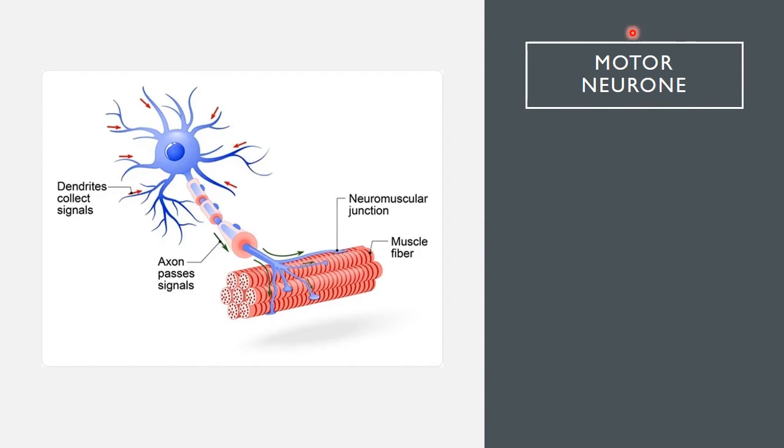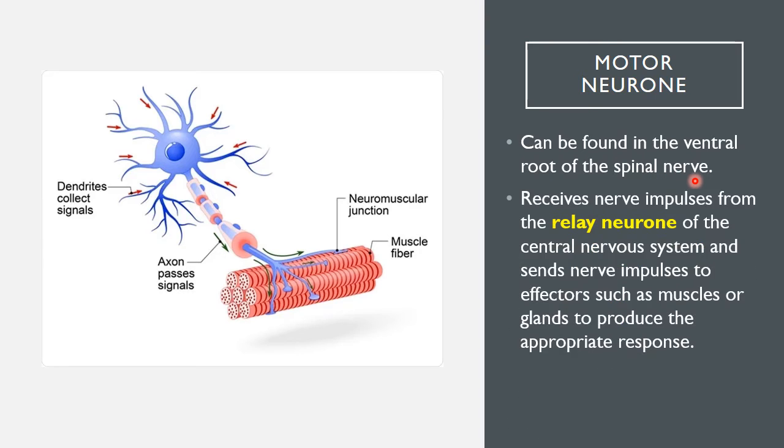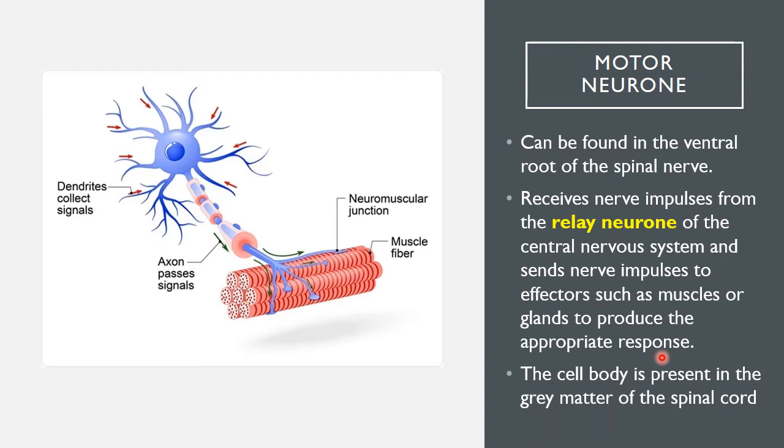Next is motor neuron, where it can be found in the ventral root of the spinal nerve. So the function of this neuron is to receive nerve impulses from the relay neuron of the central nervous system, and then it sends nerve impulses to effectors, such as muscles, glands, to produce the appropriate response. The cell body is present in the gray matter of the spinal cord.